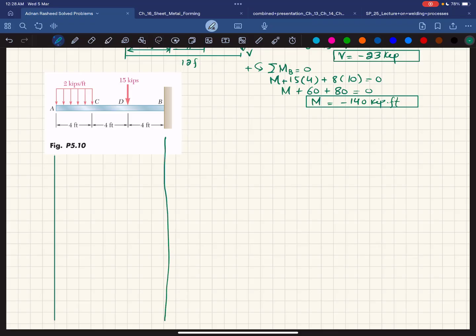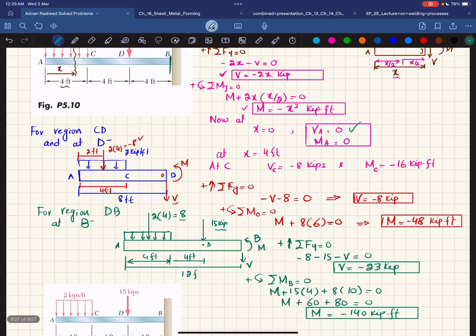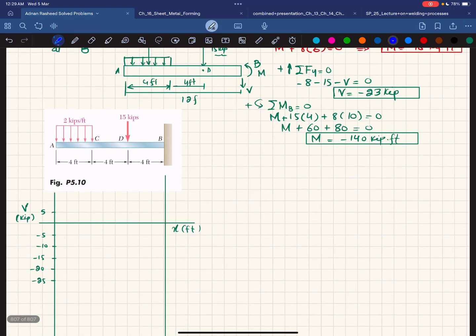Clear? And first we will draw the shear force. So again a horizontal line and X in feet. Here on the y-axis you have V, shear force, which is in kips. Let one unit be taken as 5. Clear? So 5, minus 5, minus 10, minus 15, minus 20, minus 25. Okay, starting from point A, you can see you have shear force V equal to 0. So your shear force is 0 at this point, clear?